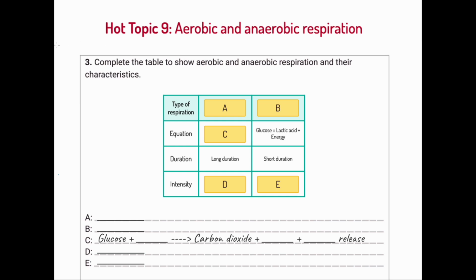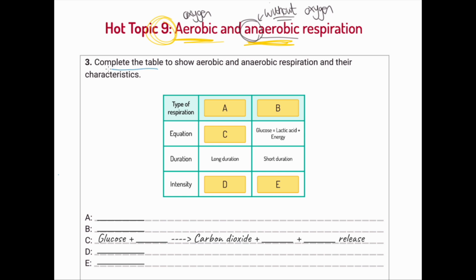So, hot topic 9. We're starting to get through them. Aerobic, anaerobic. Do you know the difference? Did you know that an is without? Bit of Latin there for you. So aerobic is with oxygen, and anaerobic, the an means without, so it's without oxygen. Make sure you know the correct way round for that.